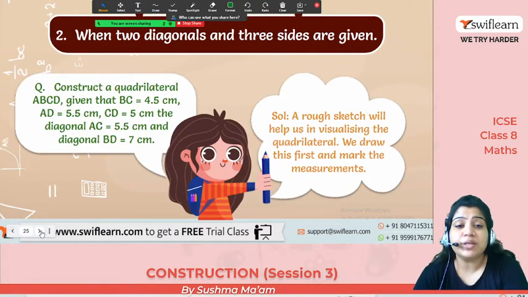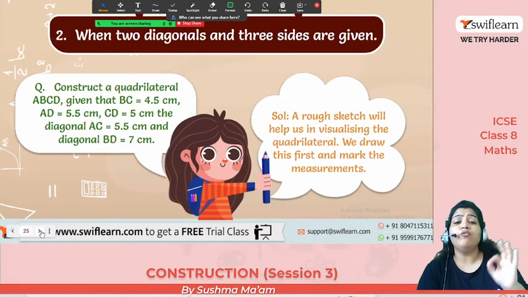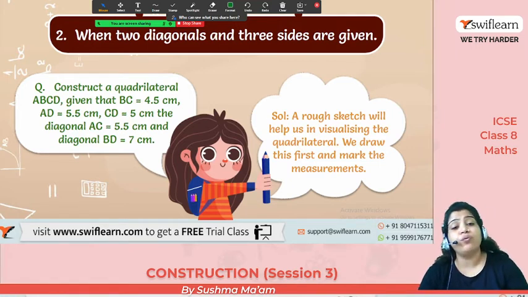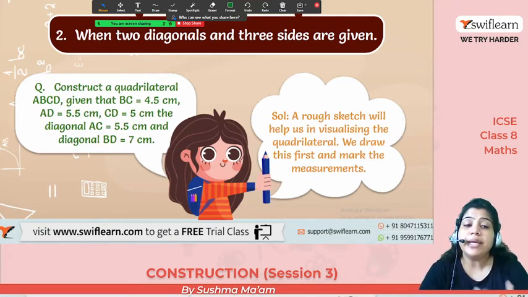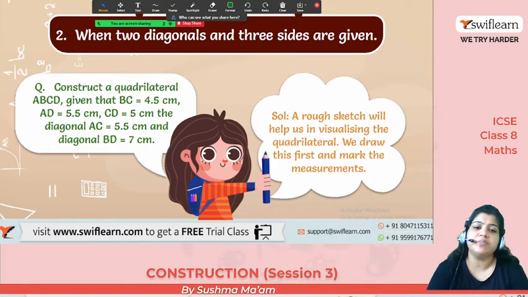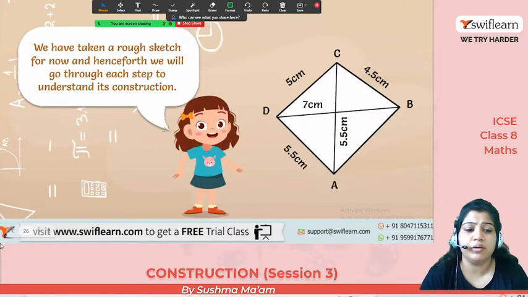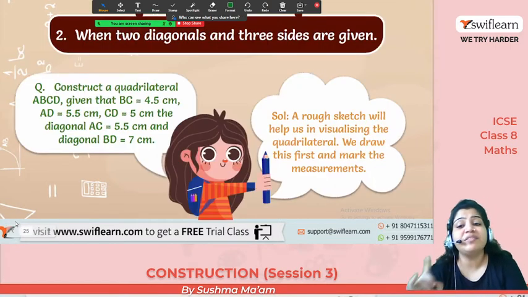Now come to the second one, when 2 diagonals and 3 sides are given. Okay, so construct a quadrilateral ABCD given that BC equals 4.5 centimeter, AD equals 5.5 centimeter, CD equals 5 centimeter, and 2 diagonals are given. Okay, so what is the first step? We have to always make a rough sketch.